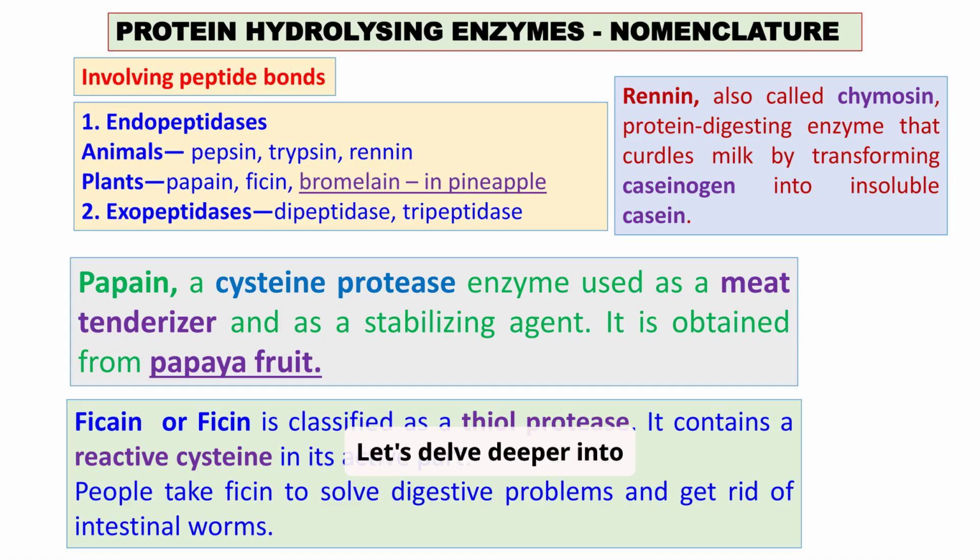Let's delve deeper into carbohydrate hydrolyzing enzymes. Beta-glucuronidases are part of the glycosidase family, responsible for breaking down complex carbohydrates. Human beta-glucuronidase, specifically, hydrolyzes beta-D-glucuronic acid residues from mucopolysaccharides like heparan sulfate.